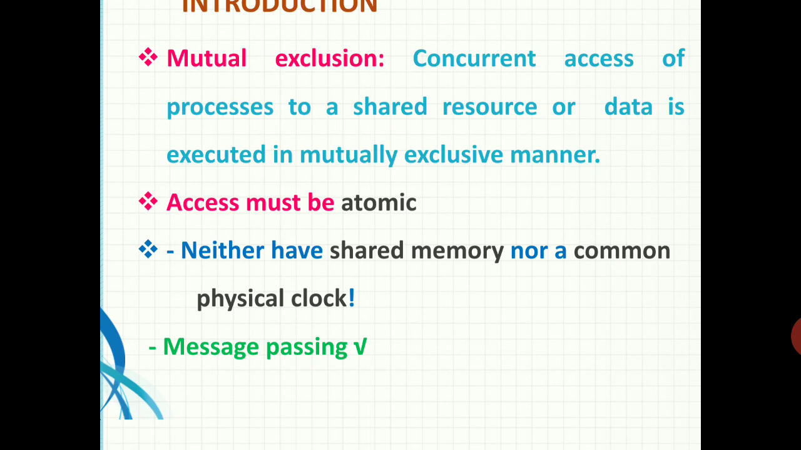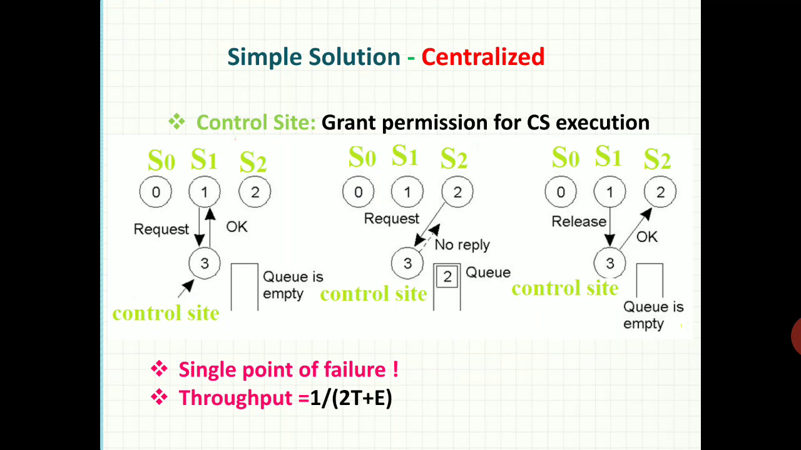So we can use a simple solution, that is the centralized one. The system consists of a set of sites, out of which we select one site as the control site. The control site is assigned the task of granting permission to enter the critical section.